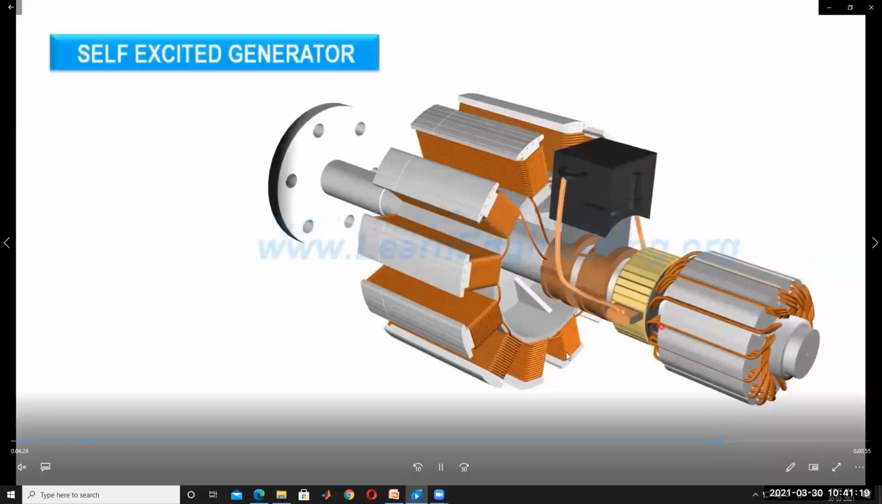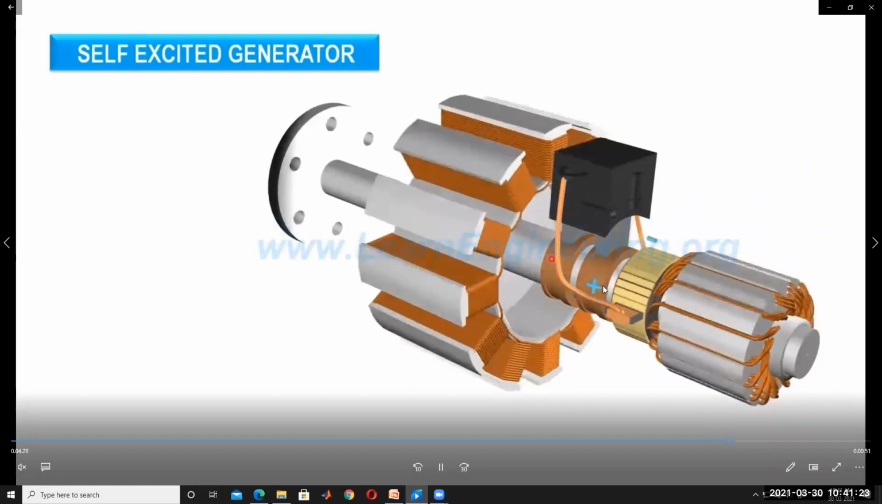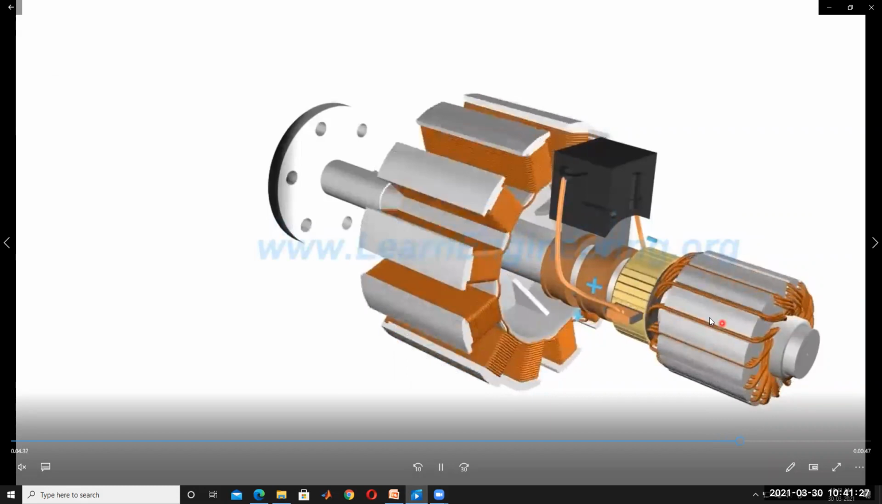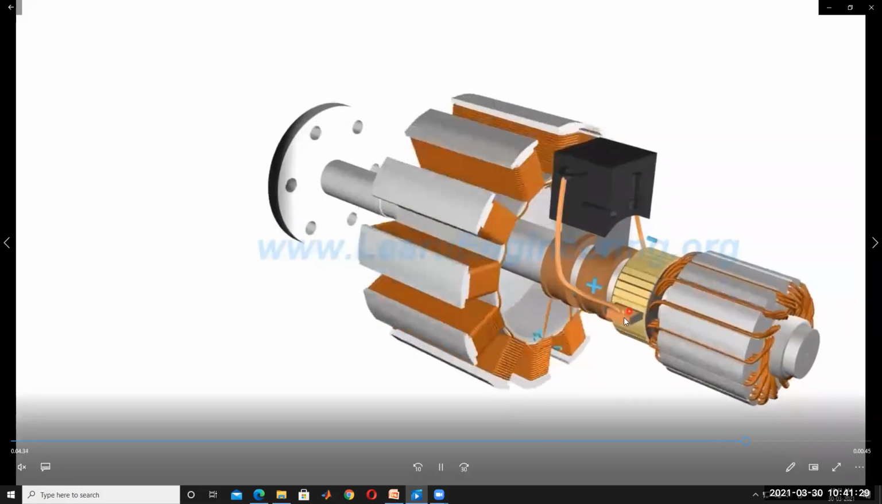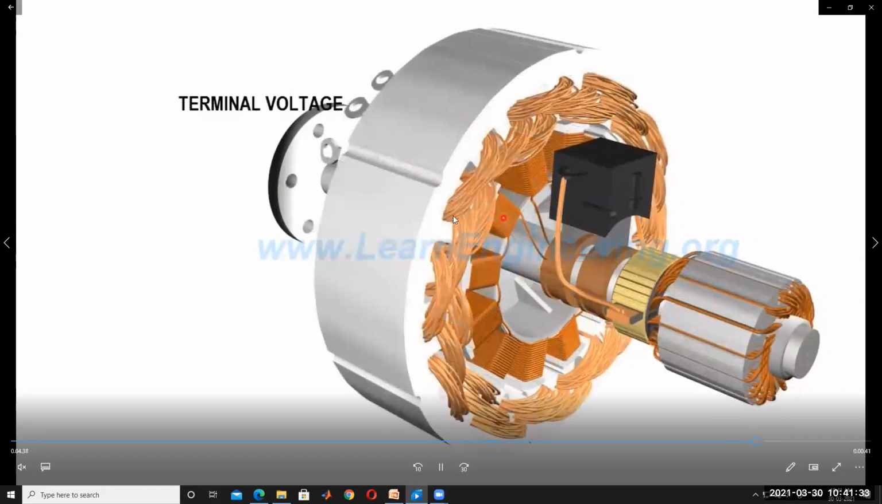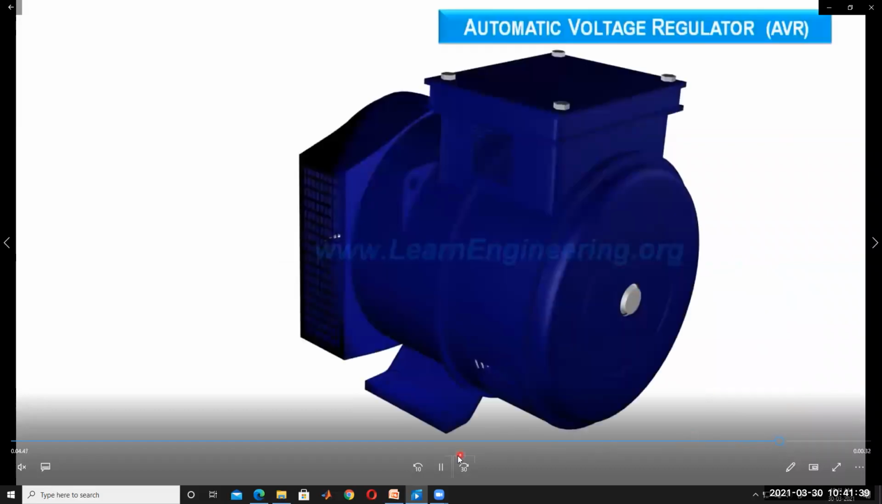So this is connected to the same shaft of the rotor, and then this rotor is rotating. The generator's output is electrical, and the DC is given to the rotor, and the field is created like this. This way the alternator is working. Understand?